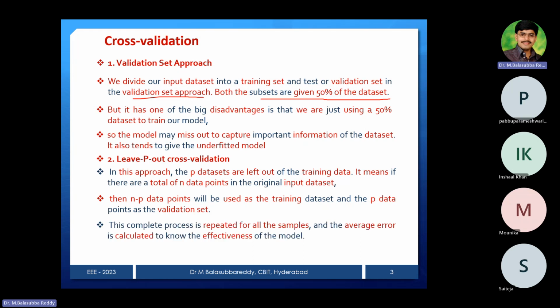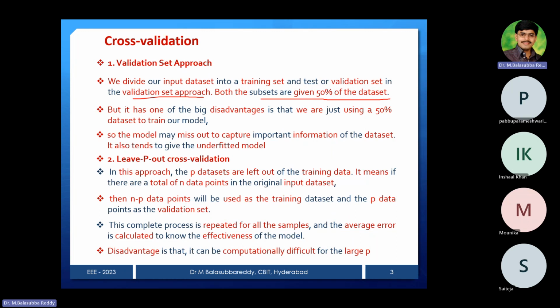So that's how we are able to validate the set. This complete process is repeated for all the samples. In that case, it is improved when compared to the validation set approach, and the average error is calculated to know the effectiveness of the model. So we'll repeat this process one by one for each set of combinations. Each time we'll get some error, and we'll find the average error. Based on that average error, we can easily identify the model efficiency.